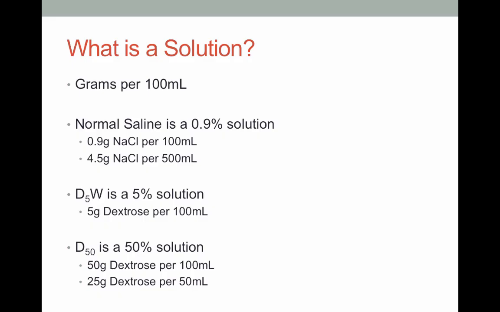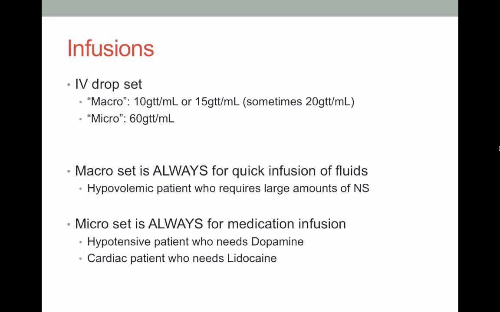Anytime you see a solution with a percent sign, you know that the number in front of the percent sign indicates the number of grams of medication per 100 milliliters of fluid. Say you want to start an infusion. We're going to be setting up a bag and hooking up our IV to some sort of IV line, what we call a drop set or drip set.